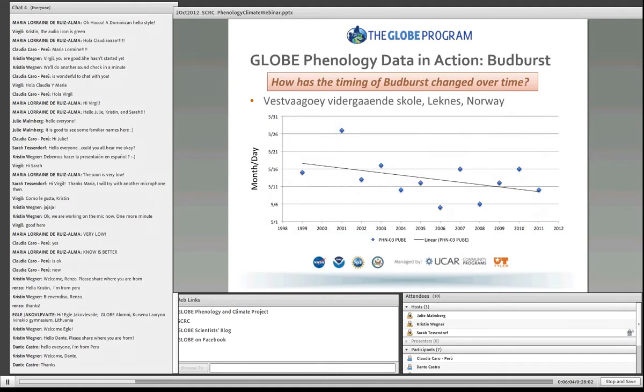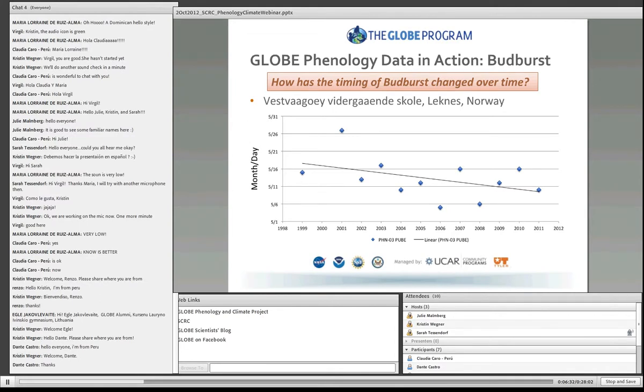If we look at some of the GLOBE data, we'll see just that. This is GLOBE data from a school in Norway. This school has been reporting GLOBE data or phenology data on budburst since 1999. So using this long record of budburst data, I was able to ask the question, how has the timing of budburst changed over time? And at this particular school, you can see that when I put the trend line in the plot, it's actually happening sooner.